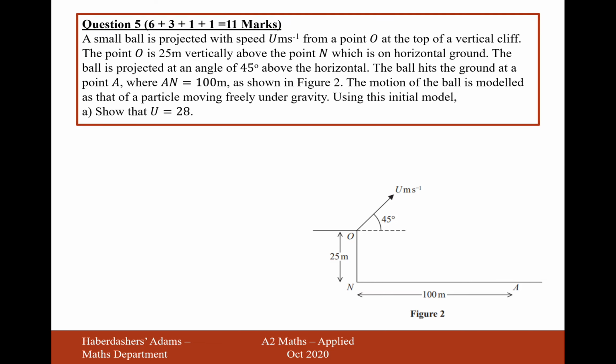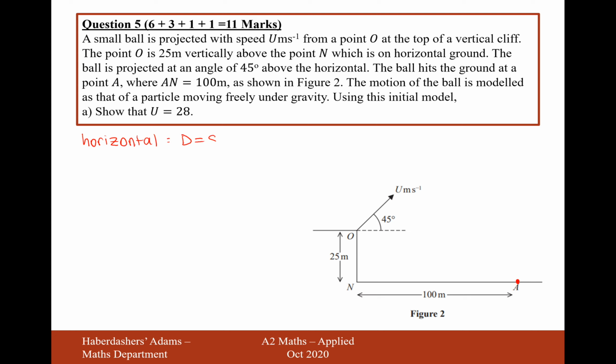Okay, so the key to this question is that we're going to be reaching A with a common value of u in the horizontal and vertical components, but we're also going to reach A with a common value of t for both the horizontal and vertical components as well. So let's do the horizontal component first. That's the easier component because we'll have no acceleration in the horizontal direction. So for horizontal, we can just use distance equals speed times time.